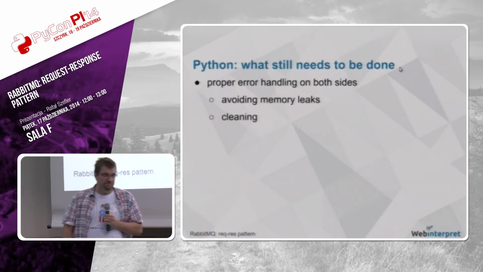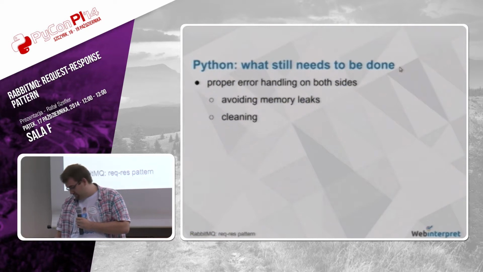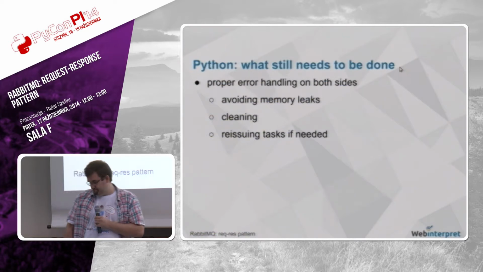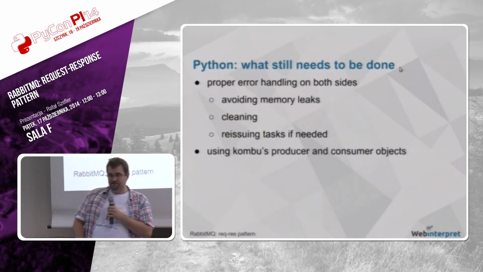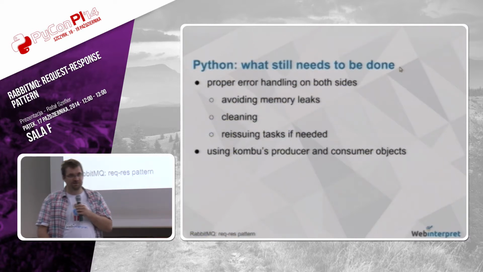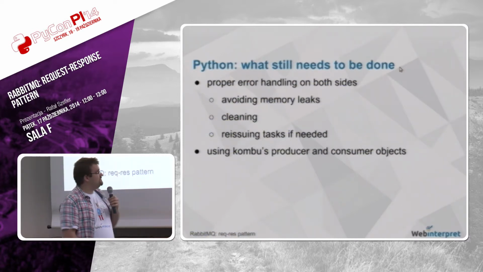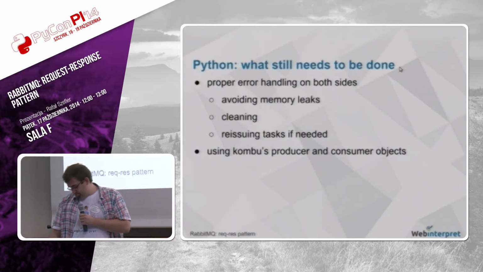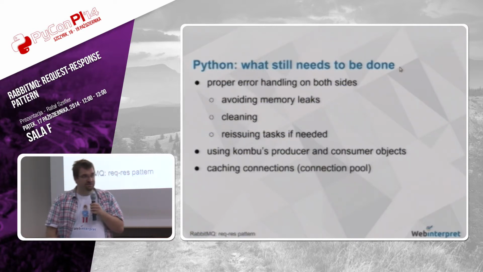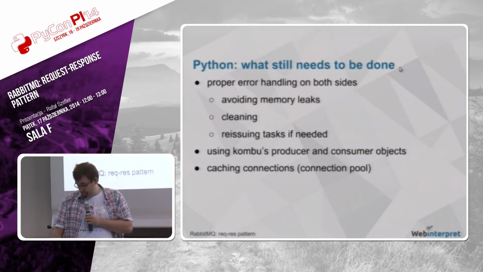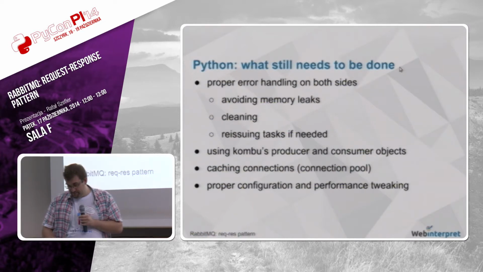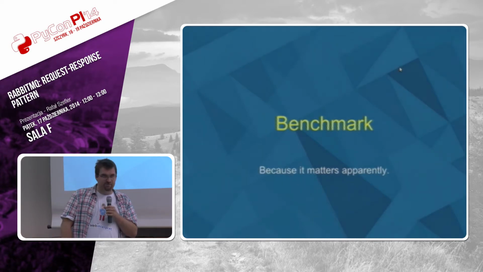Cleaning of, let's say, timeouts and cleaning the timeouts data. Perhaps rationing tasks if needed. The code there used the simple queue, which is a very simplified combo version of producer and consumer objects, which is not quite efficient. We could cache connections to improve performance. We could properly configure RabbitMQ itself and tweak it for performance. That should be done. So let's have a look at benchmarks.